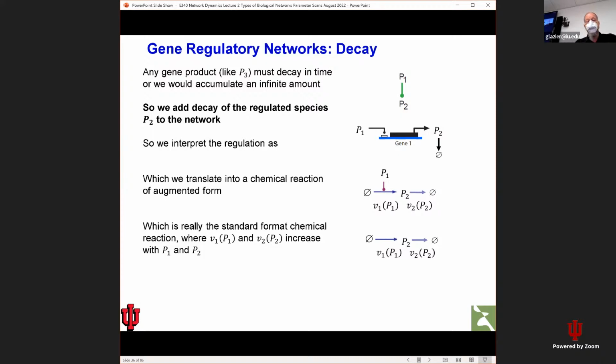And so that simple picture, P1 goes to P2, turns into that. Nothing goes to P2 at a rate that depends on P1. P2 decays at a rate that depends on P2, possibly something else. And so again, this is a little bit like learning Chinese and Japanese. I could give you some general guidance, some basic rules, and then in a particular case, you may have to check to make sure that those are the right rules to use.